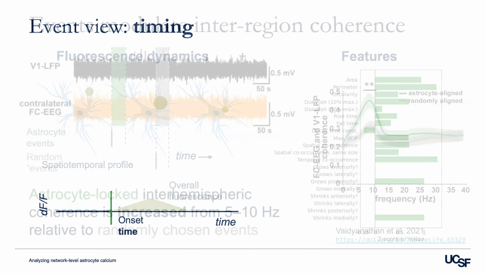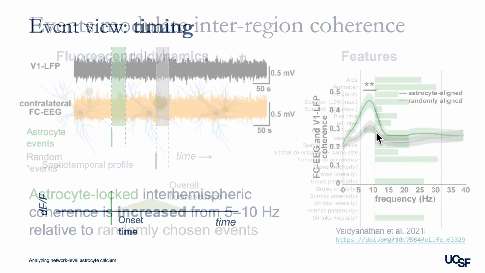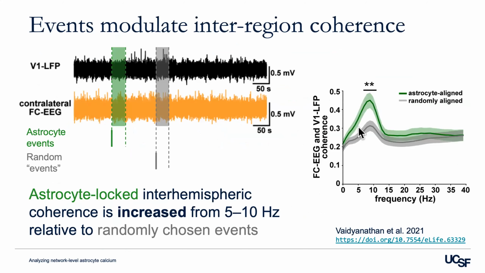And in doing this, what we found was that in astrocyte locked periods, there was actually increased coherence between the local and the distant signal that we recorded in a particular frequency band between 5 and 10 hertz. And that was increased in the coherence between these two regions in astrocyte locked specific windows, but not in randomly chosen windows.